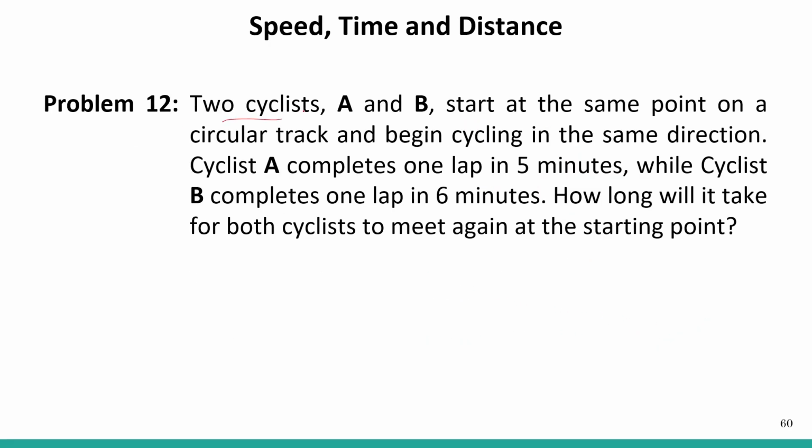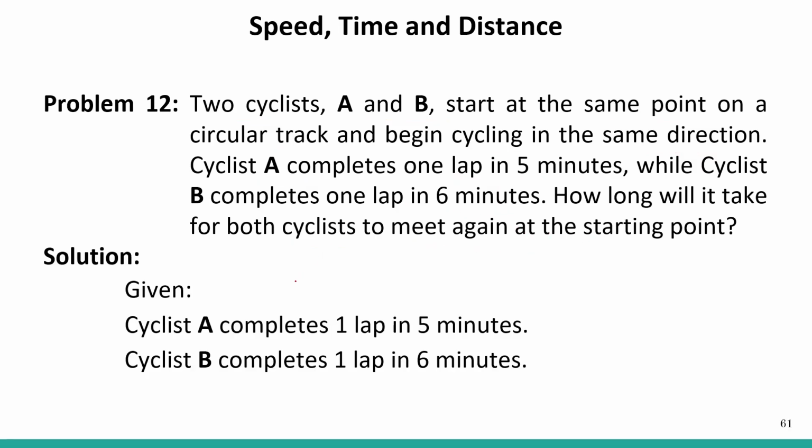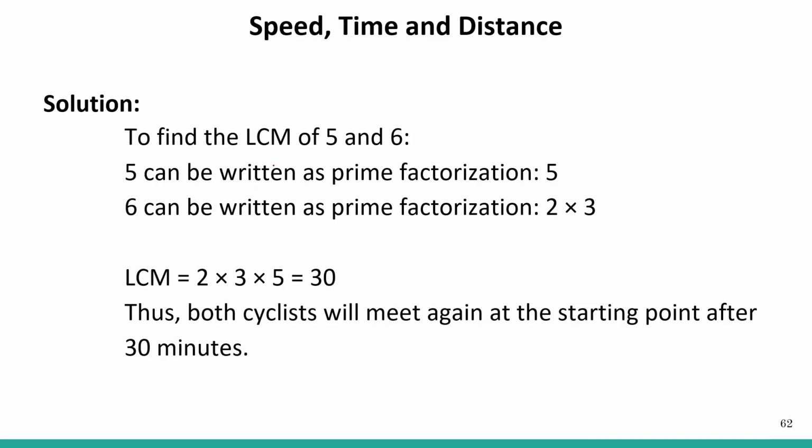Two cyclists A and B start at the same point on a circular track and begin cycling in the same direction. Okay, cyclist A completes one lap in 5 minutes and cyclist B completes one lap in 6 minutes. How long will it take for both the cyclists to meet again at the starting point? So given A completes one lap in 5 minutes and B in 6 minutes, LCM of 5 and 6 is what? It will be 30. So both the cyclists will meet at the starting point after 30 minutes. Okay.